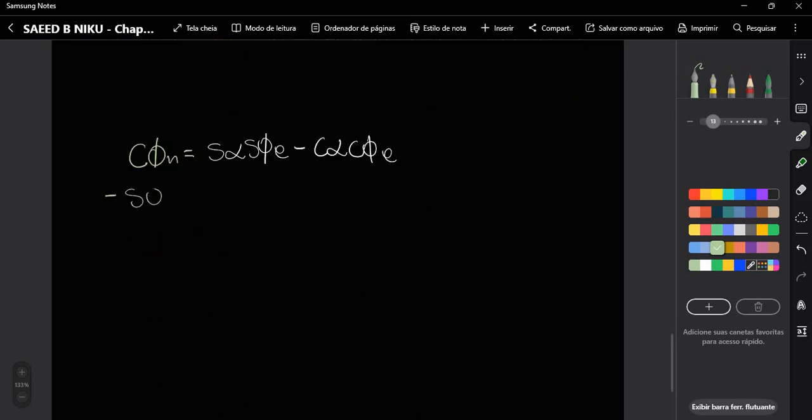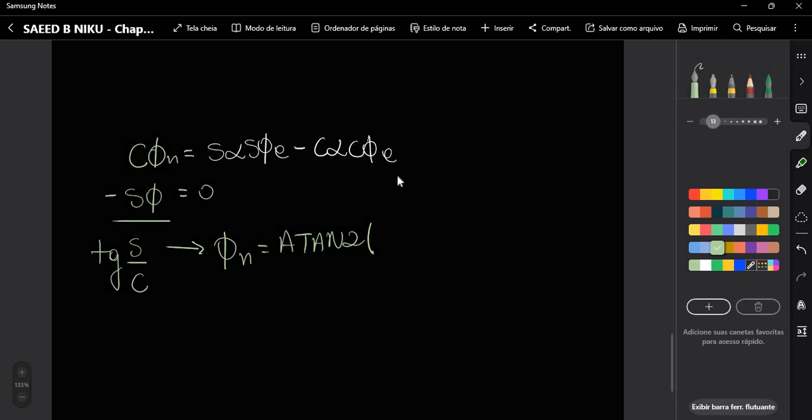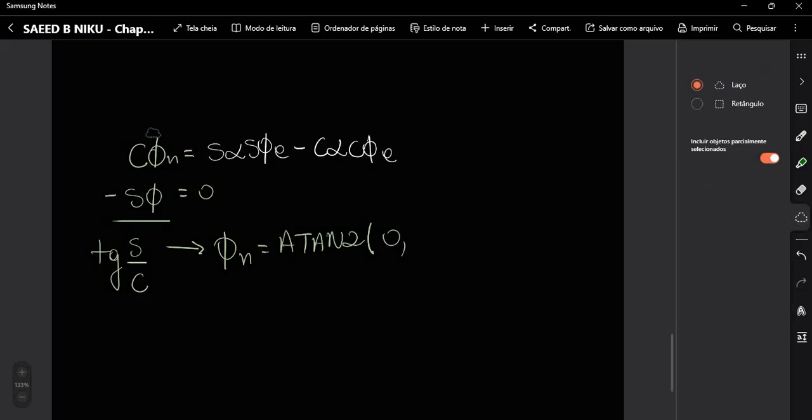Minus sine of phi n, which is equal to 0. And again, tangent, so phi n is equal to atan2. The first component is 0, and here is where lives the problem.